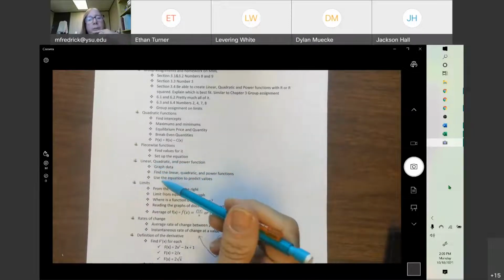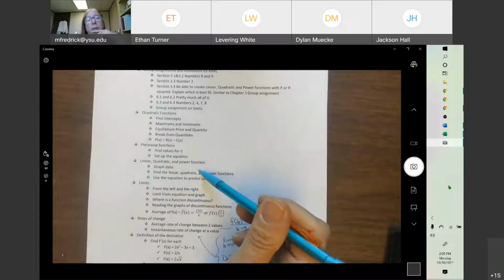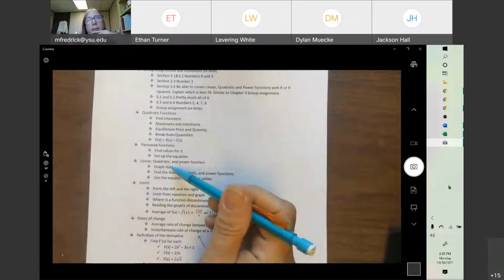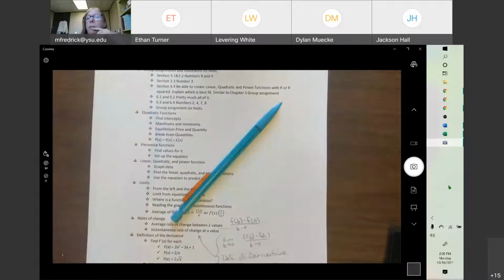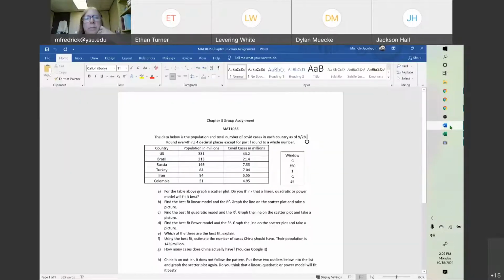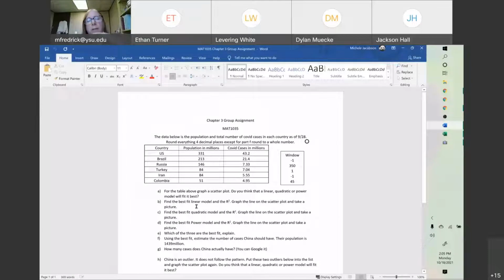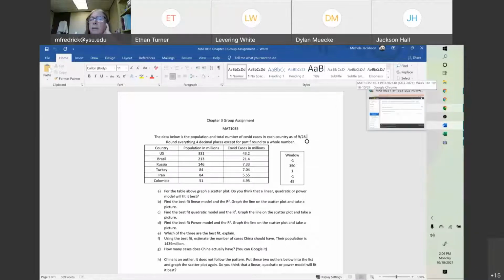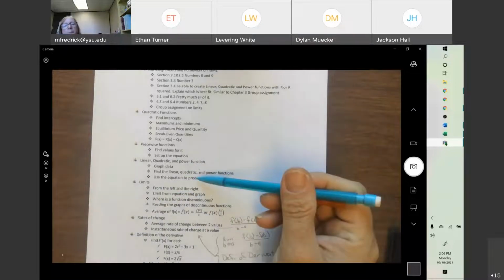Linear, quadratic, and power function, there's one problem. That first one you saw on the take home, just like the lab. Well, I think the lab was a little more difficult because it asked more questions. But you'll be given data and you'll have to find the linear and its r squared, the quadratic and its r squared, and the power function. Whichever one has r squared closest to 1 is the best fit. And then using the best fit, you'll have an estimate. We'll do an example today. So there's one of these.